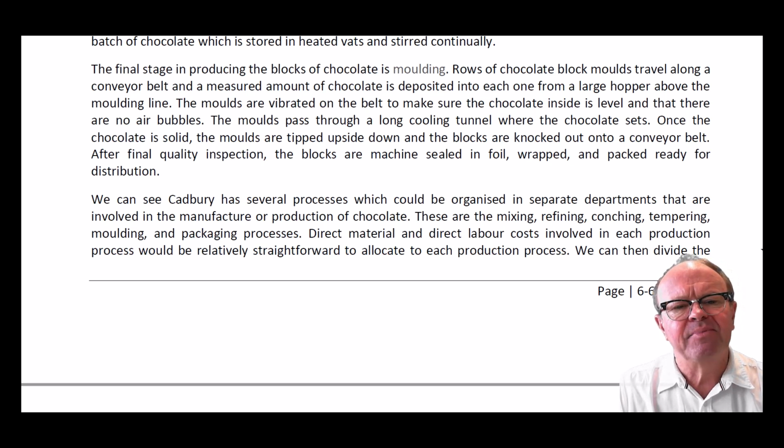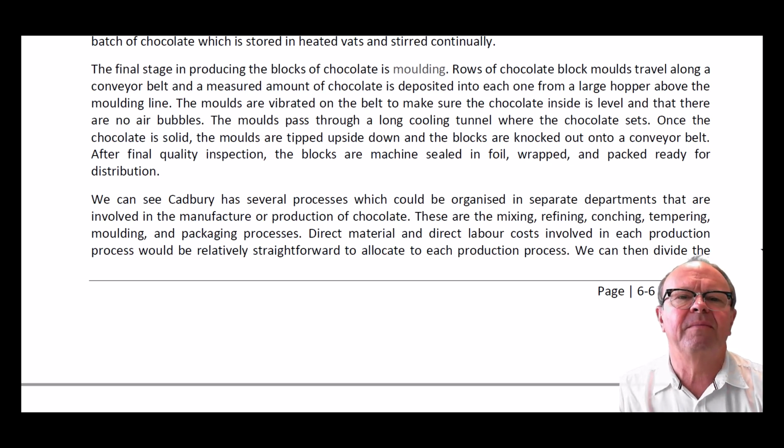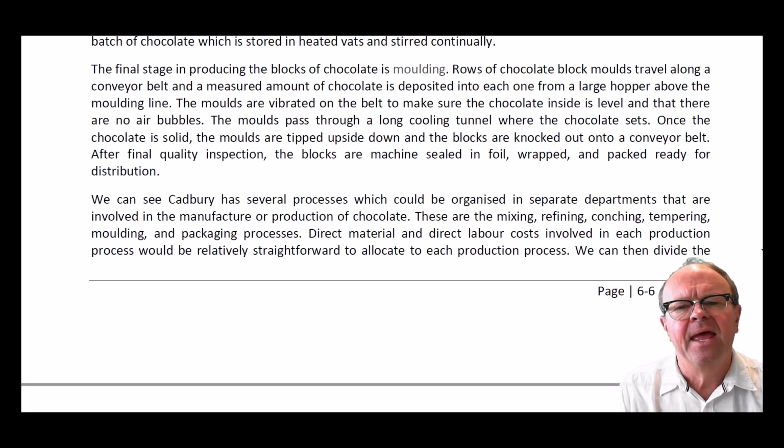We can see Cadbury has several processes, which could be organised in separate departments, that are involved in the manufacture or production of chocolate. These are the mixing, refining, conching, tempering, moulding, and packaging processes.